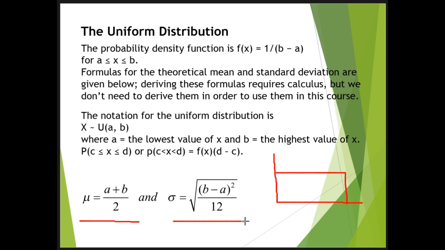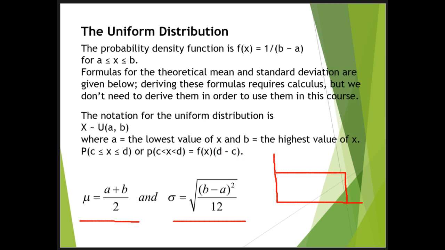Now, we don't have to understand the math behind this. These are given to us, and then we can just plug these in to calculate it. The notation is up here, and we can read that a couple different ways, but we'd read it as x is uniform from A to B, where A is the lowest value and B is the highest value of x. And then for the probability of x is between C and D inclusive, the probability of x is between C and D equals f of x times D minus C.